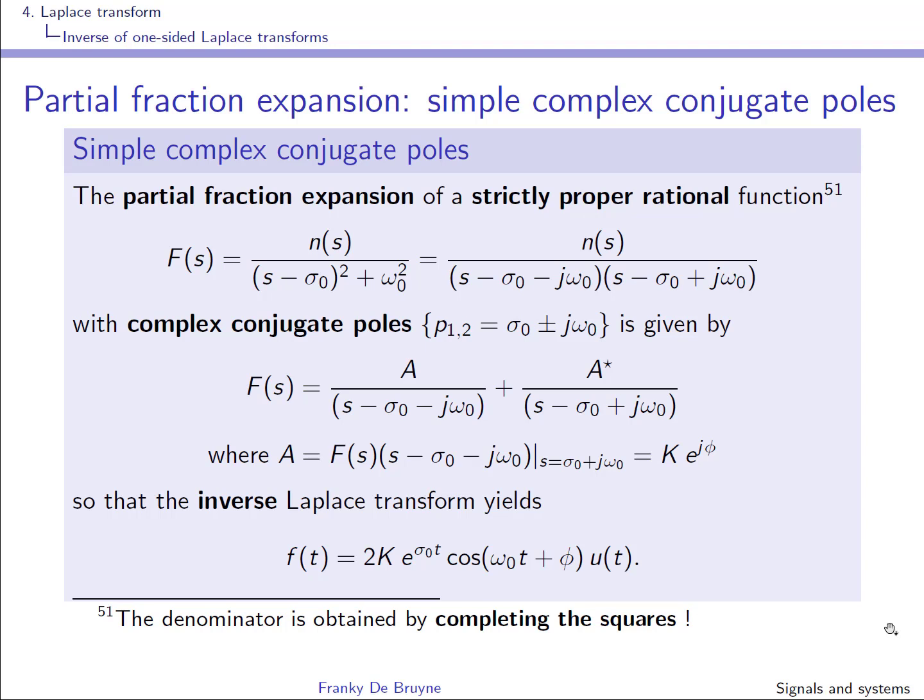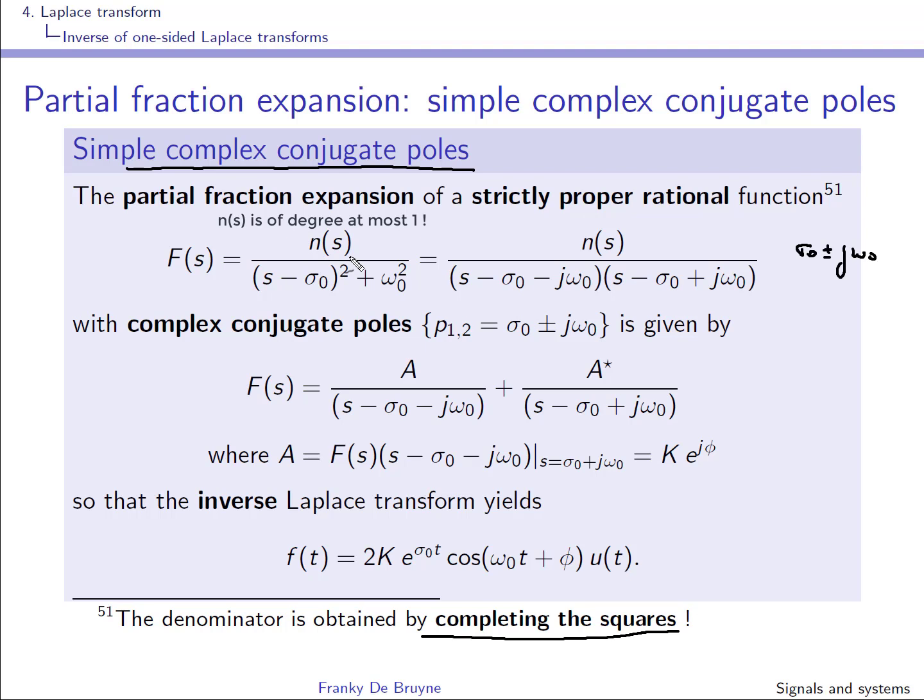So the next case is the case with simple complex conjugate poles, and you can see over here that the poles are sigma 0 plus minus j omega 0. So we have a second order denominator polynomial. Usually, of course, you will not find it in this form, but you can obtain this form by completing the squares. Here we have a numerator polynomial, and of course we need F of s to be strictly proper, so N of s is of degree at most n.